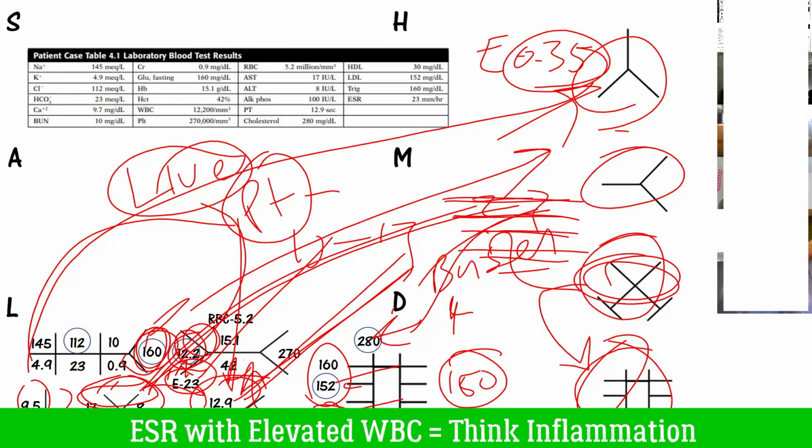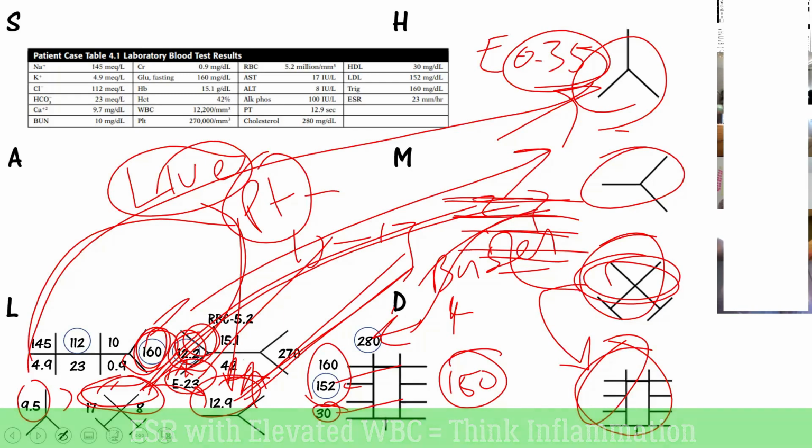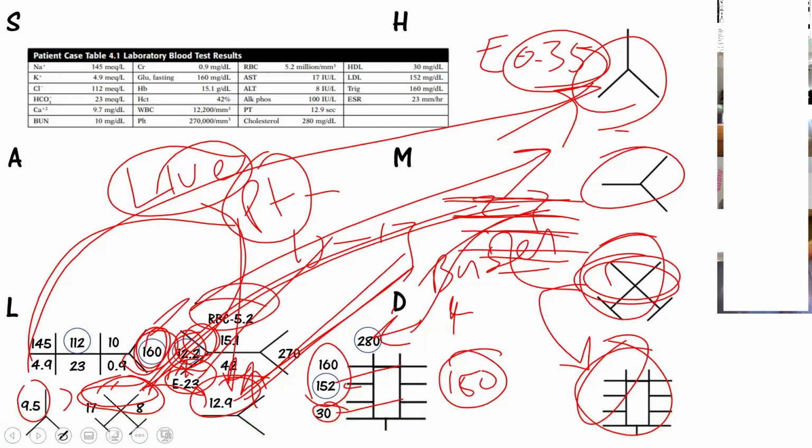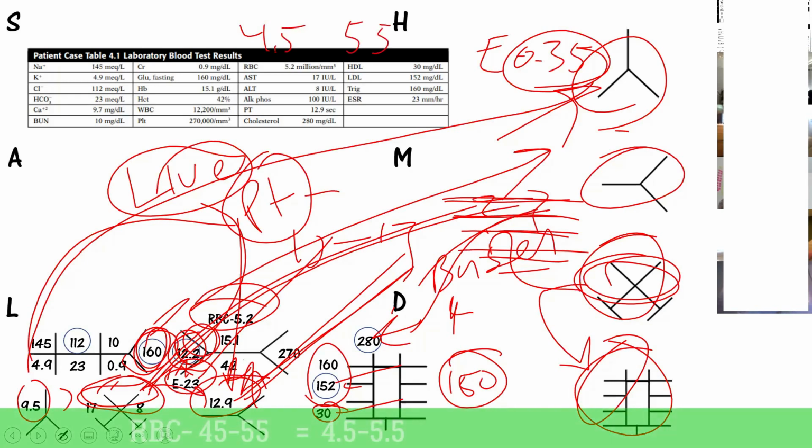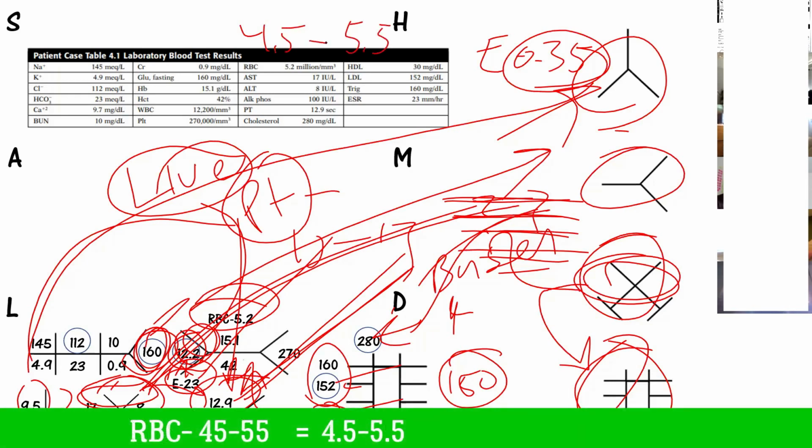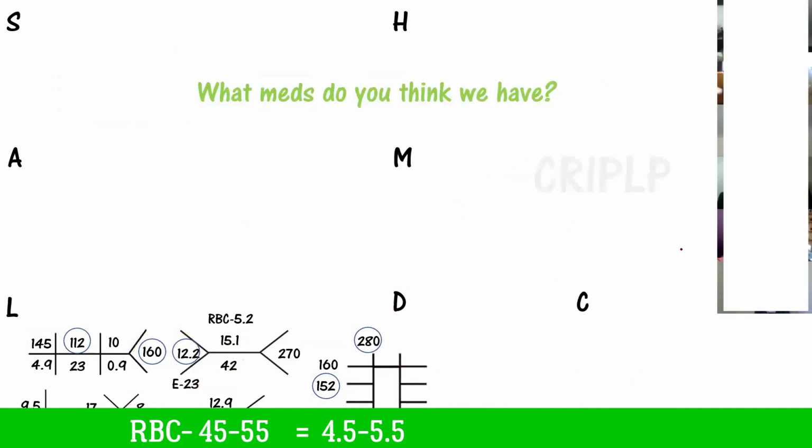All right, so let's keep moving and need more data. We also have the RBCs here, and we said earlier, 4.5 to 5.5, right? So 4.5 to 5.5 is RBCs. All right, so what meds do we think?